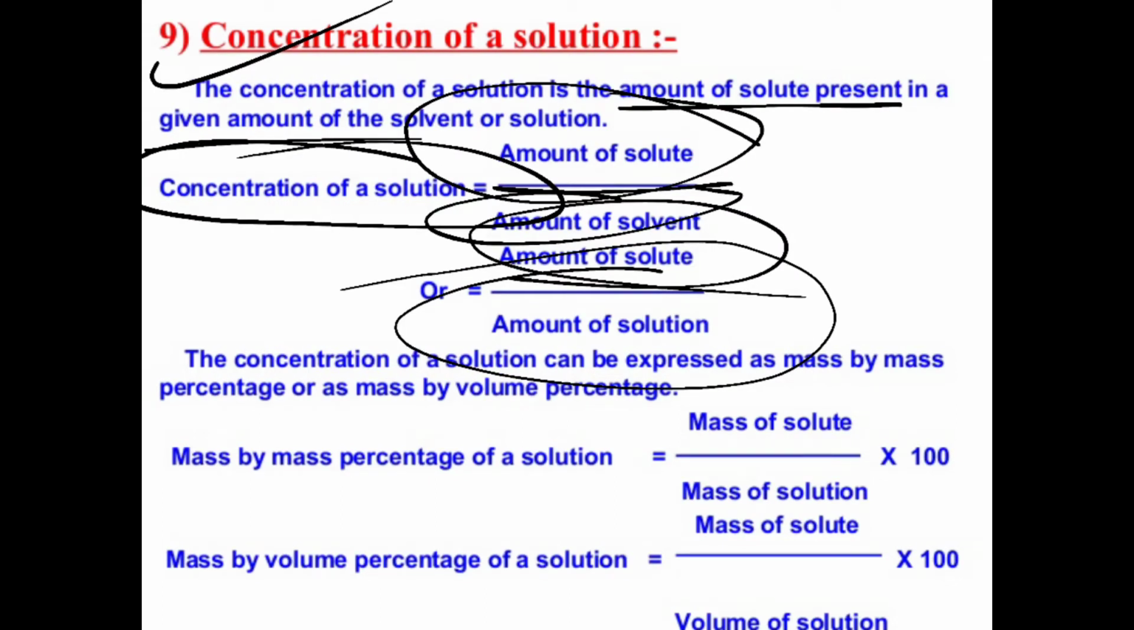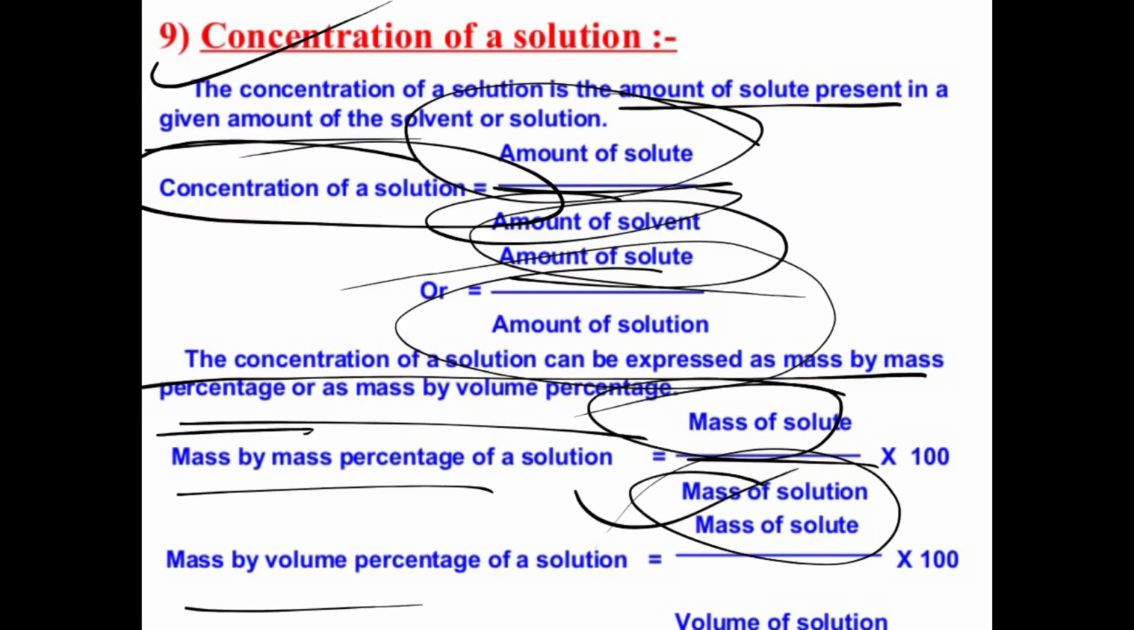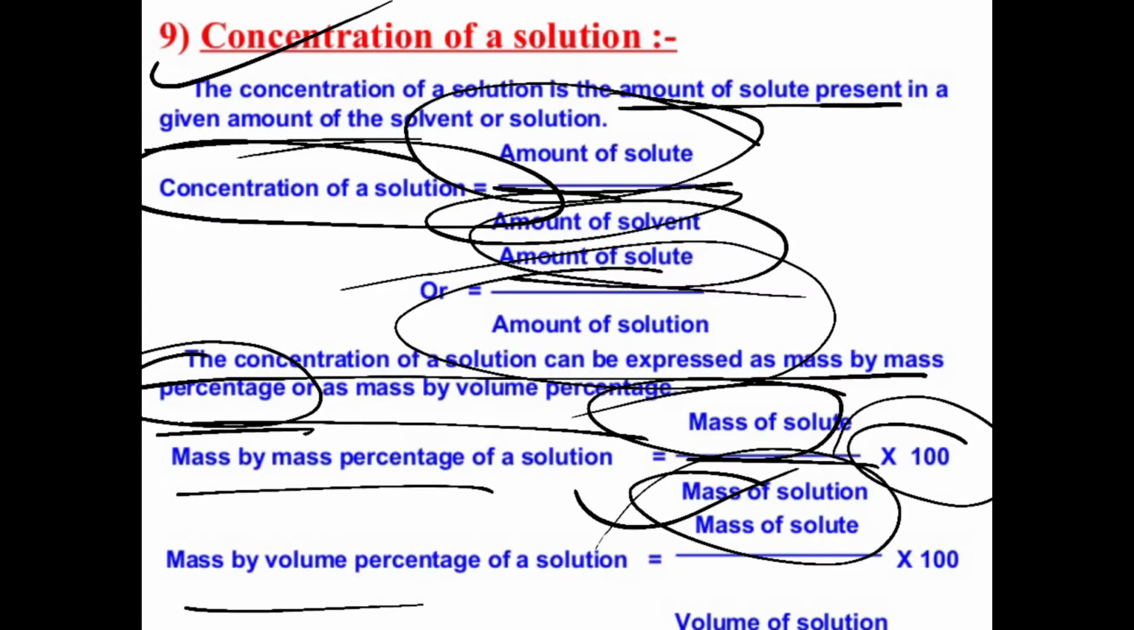Fine. Now the concentration of the solution can be expressed by mass by mass. Right, this is the first way, then mass by volume or volume by volume. If we find the mass percentage, then above is the mass of the solute, and at the bottom is the mass of the solution, and we have to multiply it by 100 in order to form the percentage. Fine, again in mass by volume, same, mass is above, volume is at the bottom. Fine.